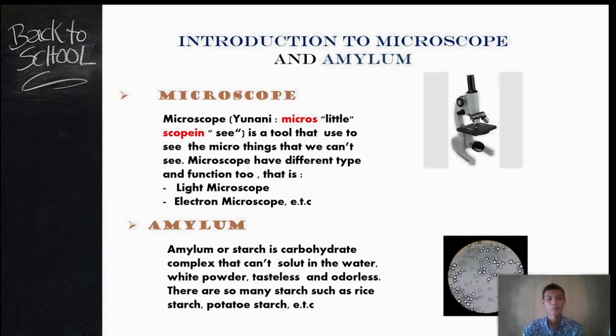Microscope. Microscope comes from the Greek language: micros, which means little, and skopein, which means to see. So, the definition of a microscope is a tool used to see micro things that we cannot see otherwise. Microscopes have different types and functions too, like the light microscope, the electron microscope, and others.